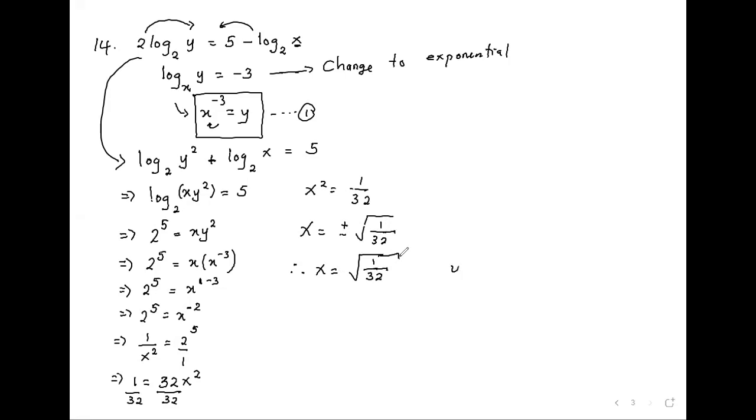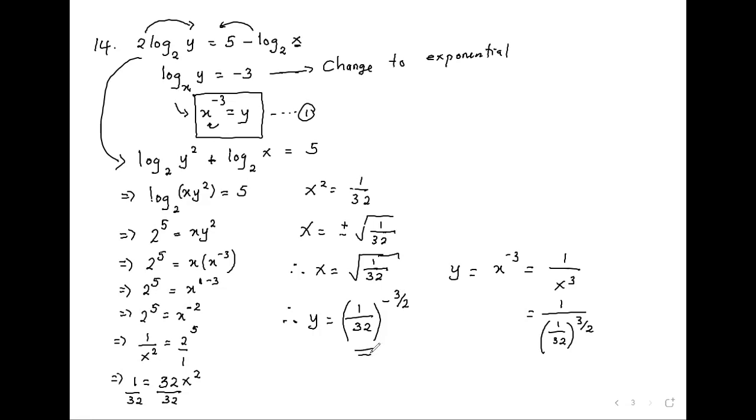So then what is y? Because we know y is equal to x to the power negative 3, which can be written as 1 over x to the power 3. And we know the value of x, so we substitute. So this becomes 1 over 32 to the power 3 over 2 as the value of y. So I say y is equal to, now if you want, you can even lift it and say 1 over 32 to the power negative 3 over 2. So we have found the values of y and x.